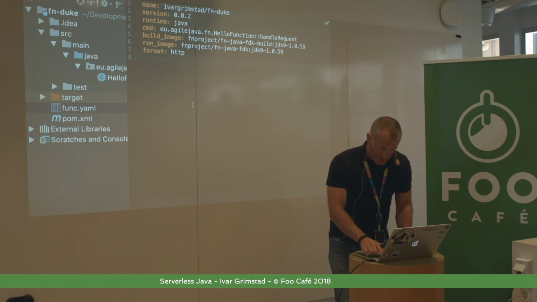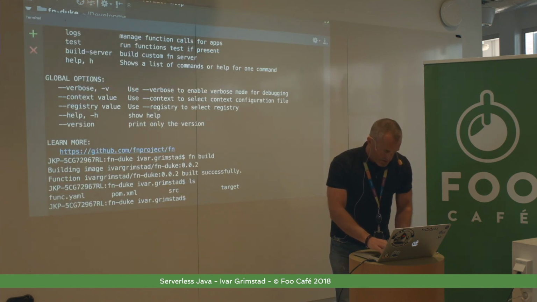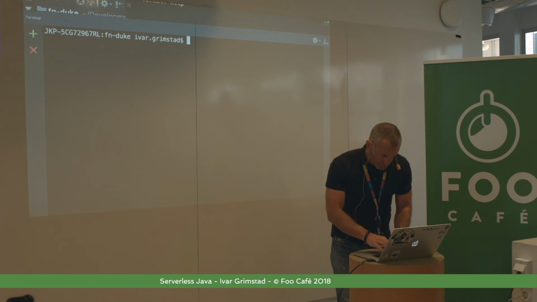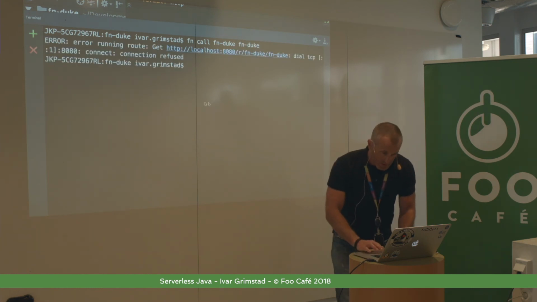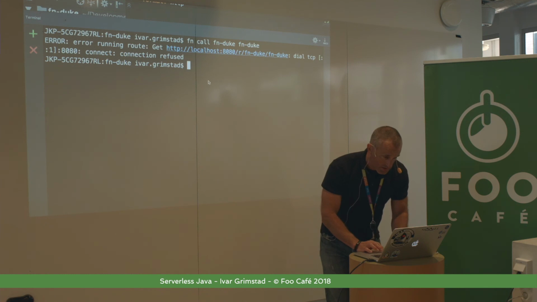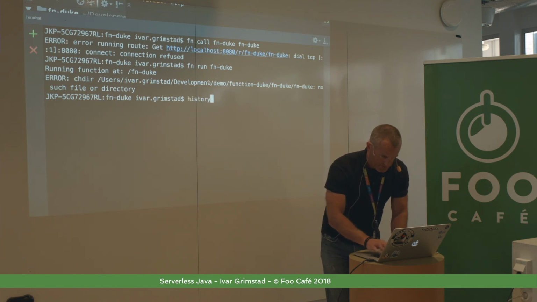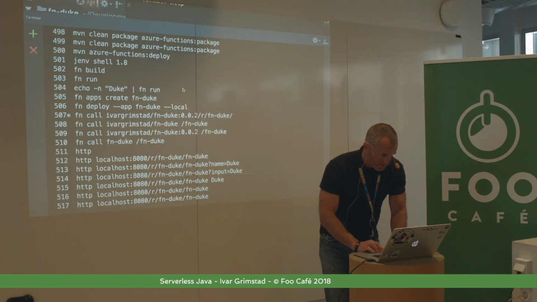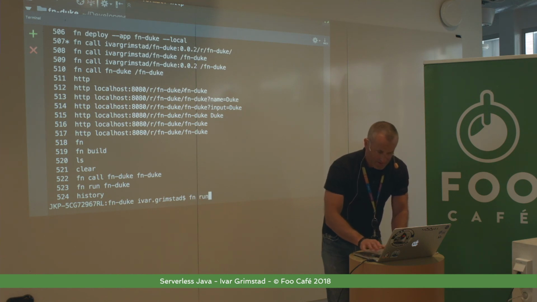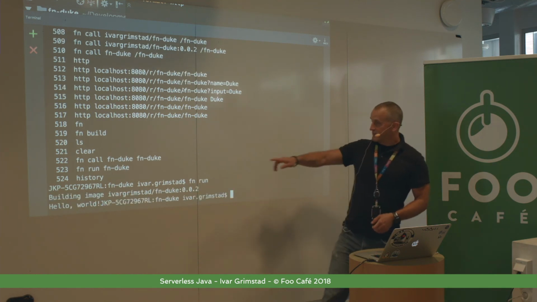Let me see. I can do FN call, and I think it's called FN Duke because I called it the same name. Okay, it's not. I haven't been running it. I can say FN run, FN Duke. I think it's not that. Let me check my history. So FN run just uses the func file. So here it says hello world.